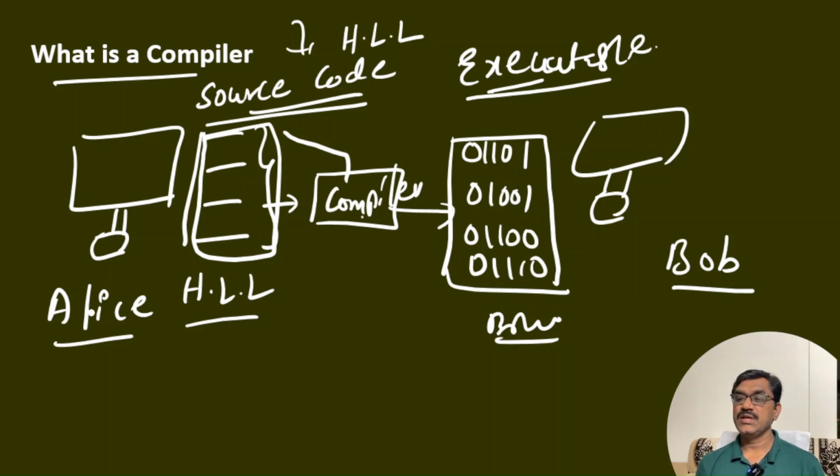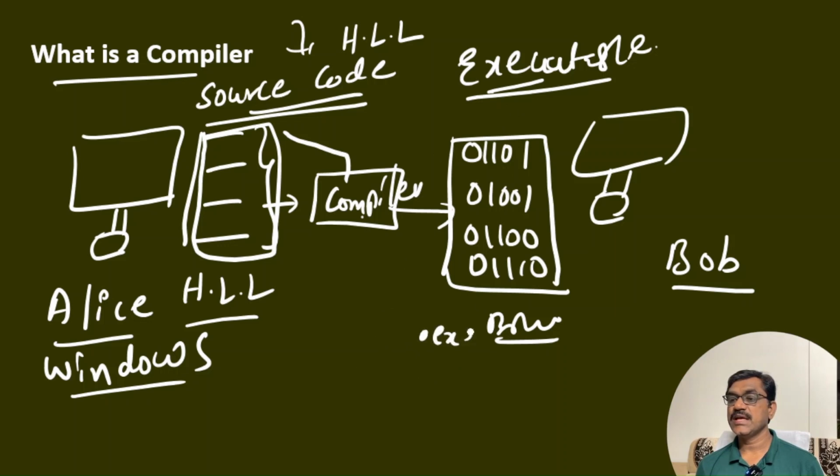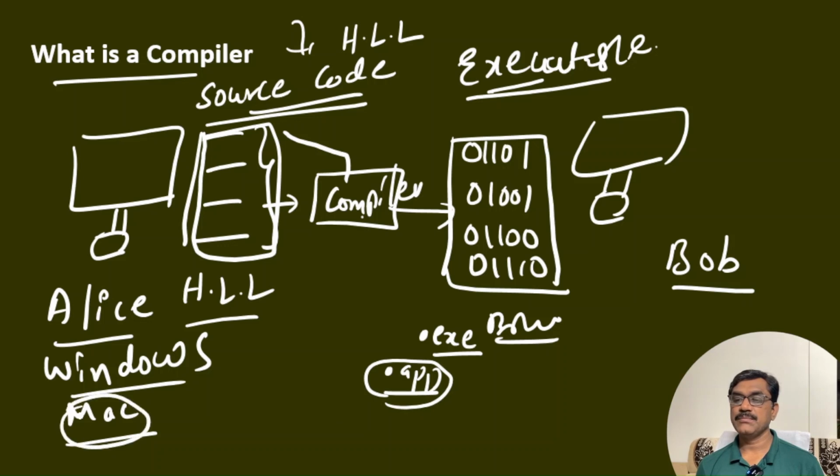Assume that one important thing here is Alice has used a system whose operating system is Windows. When it has used Windows, the extension of the executable code that is generated is .exe, an executable file. Very, very important thing, note it down. The extension of the executable code on a Windows machine is .exe. If you use any Mac operating system, we are going to get the extension .app. But we are not talking about .app, that means we are not using Mac. Assume that Alice's system is a Windows system and the executable code generated is an .exe file.